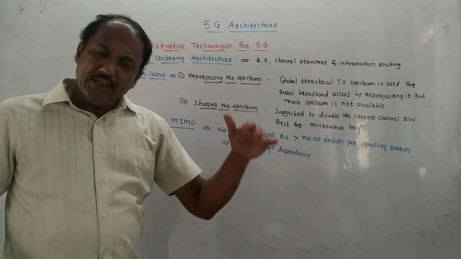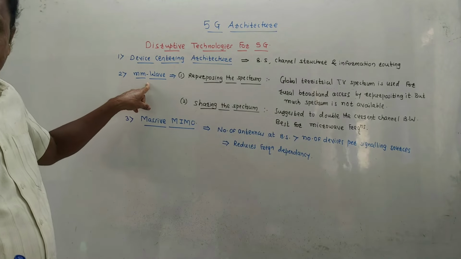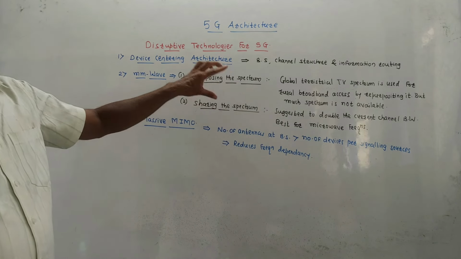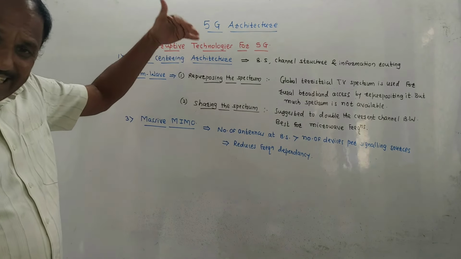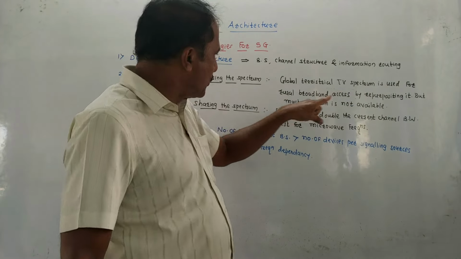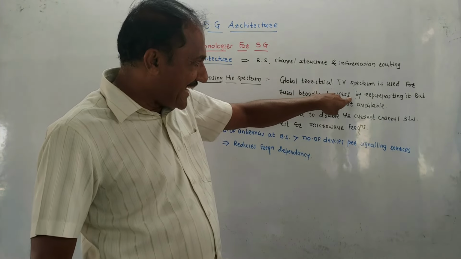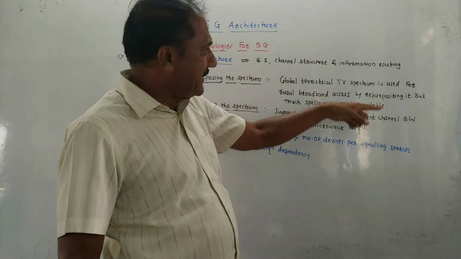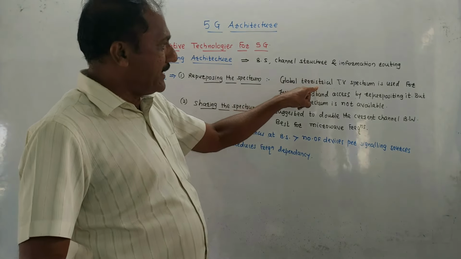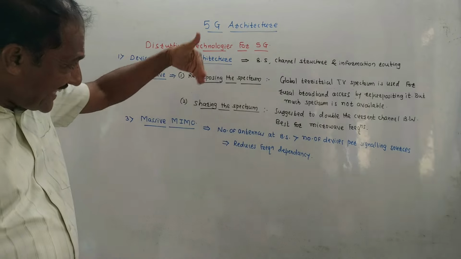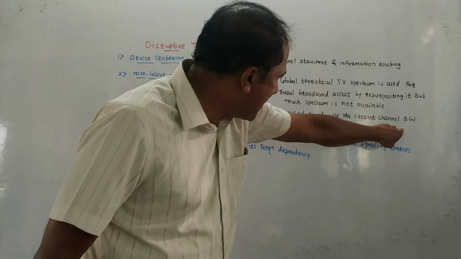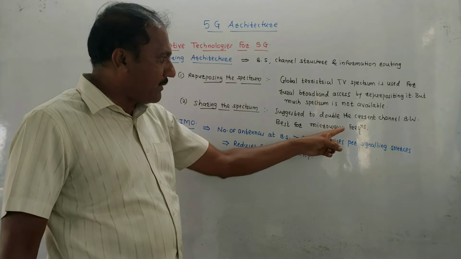Second part is making use of millimeter wave spectrum. Actually, two things are related to this. First is repurposing the spectrum. If you are talking about repurposing, that is reusing the spectrum, we know that global terrestrial TV spectrum is used for rural broadband access, just for repurposing it. But much spectrum is not made available by making use of this global terrestrial TV spectrum. Second is sharing the spectrum. Sharing the spectrum means it is suggested to double the present channel bandwidth. It is usually best for the microwave frequencies.